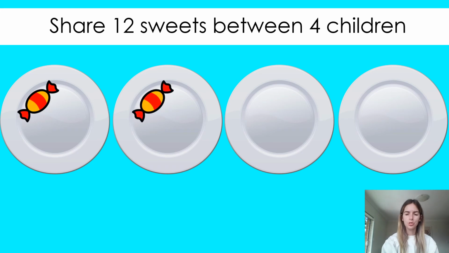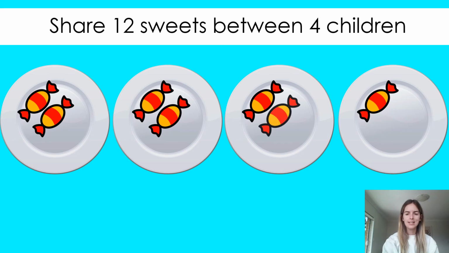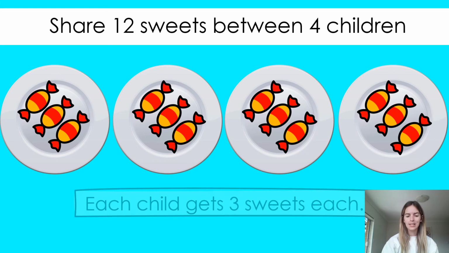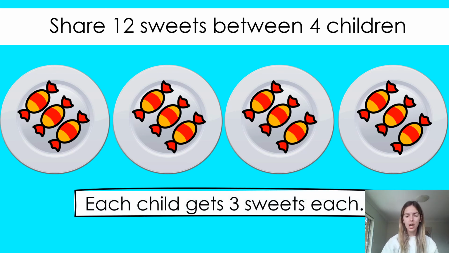1, 2, 3, 4, 5, 6, 7, 8, 9, 10, 11, 12. And what you can see there is I have 3 sweets on each plate. So each child gets 3 sweets each.